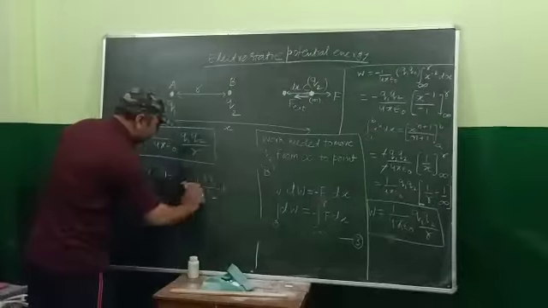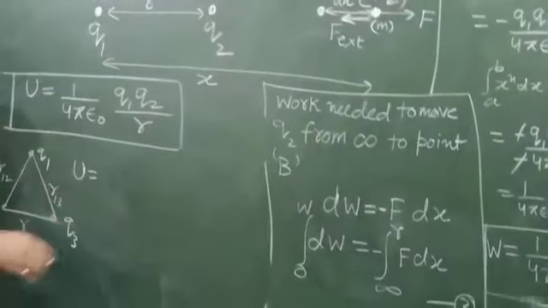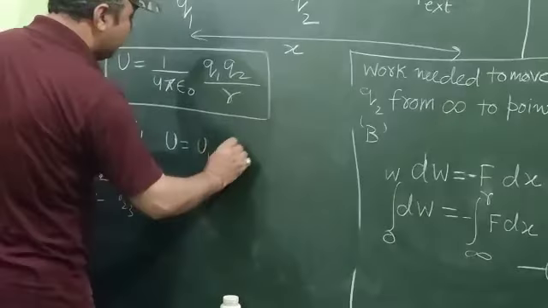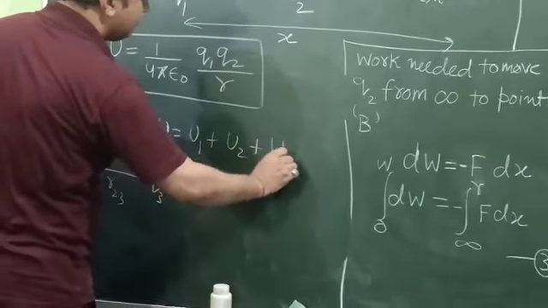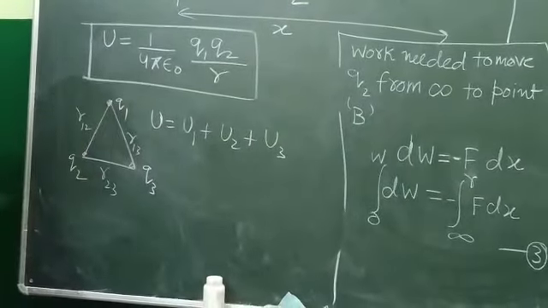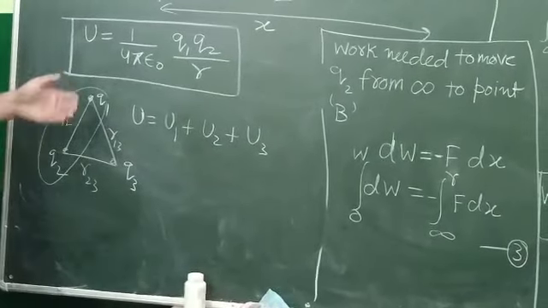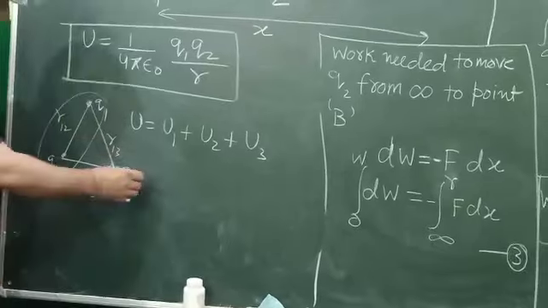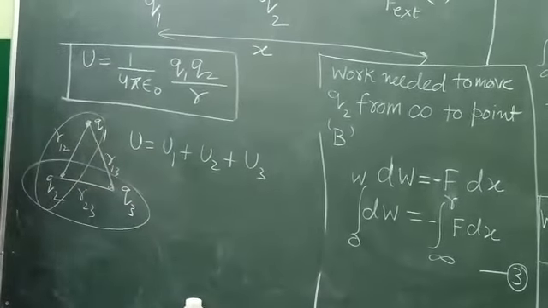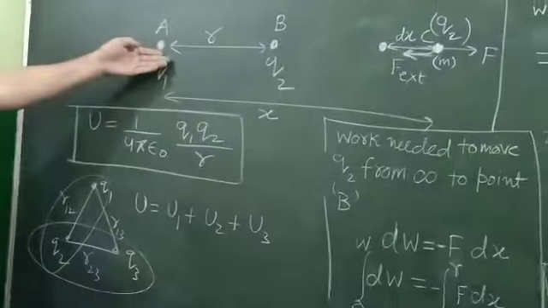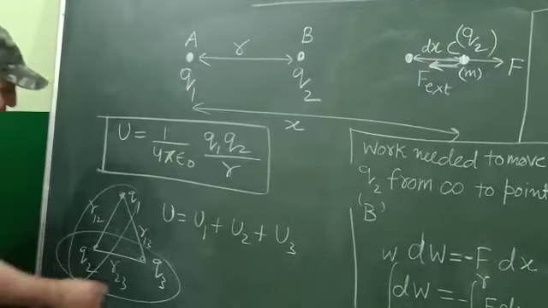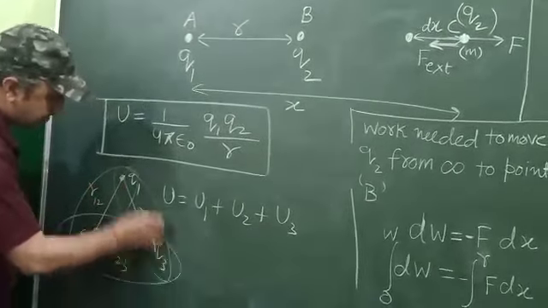before writing this, let me give you a little hint. The overall energy would be U1 plus U2 plus U3. What is U1? U1 is the energy of this pair, Q1 Q2. What is U2? U2 is the energy of, say, this pair, according to this result. And U3 is again the potential energy because of this pair.